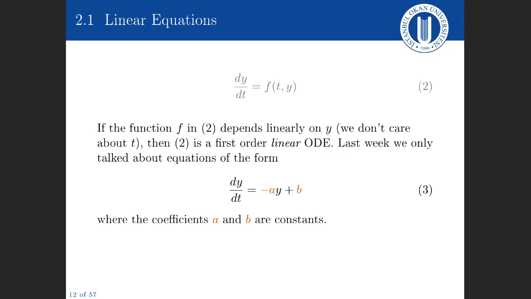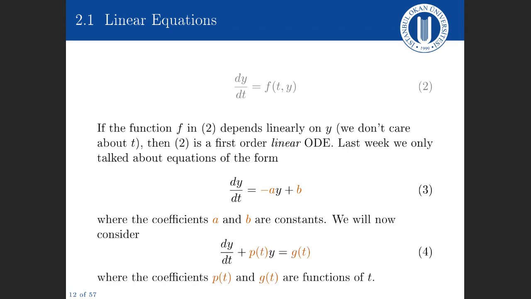Now, last week we looked at some linear ODEs of the form dy dt is equal to minus ay plus b, where a and b were constants. This week, we're going to generalize this to looking at dy dt plus p of t y is equal to g of t, where now p of t and g of t are going to be functions of t.